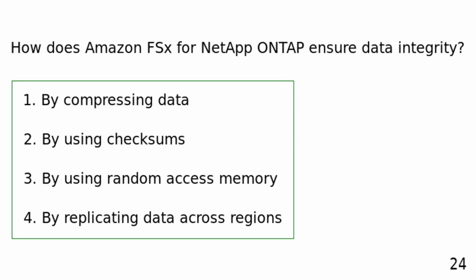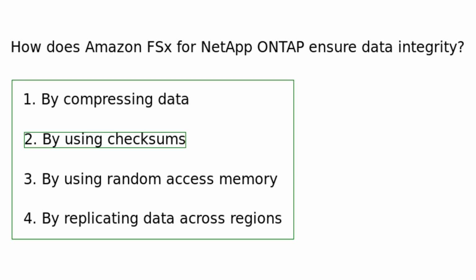How does Amazon FSx for NetApp ONTAP ensure data integrity? By compressing data. By using checksums. By using random access memory. By replicating data across regions. Amazon FSx for NetApp ONTAP ensures data integrity through the use of checksums.